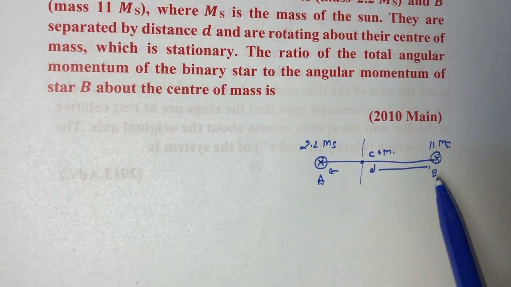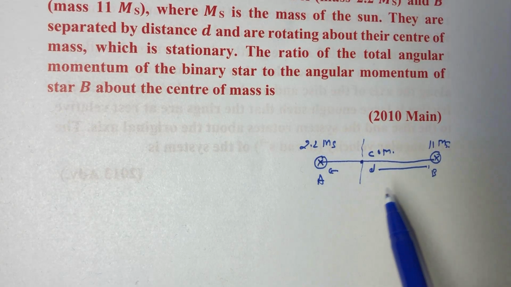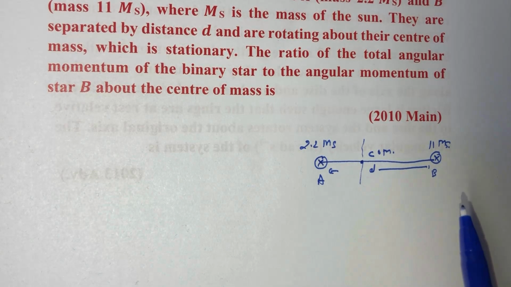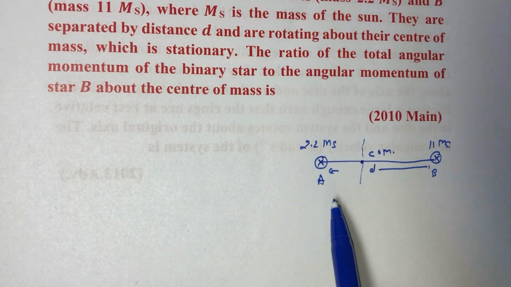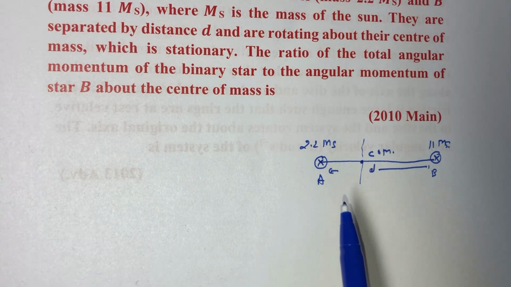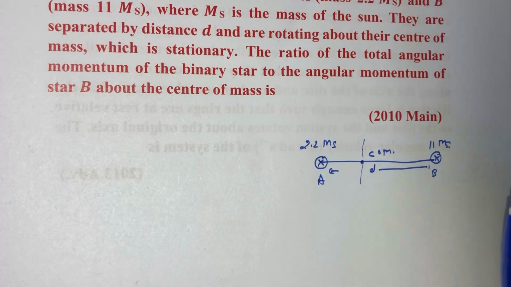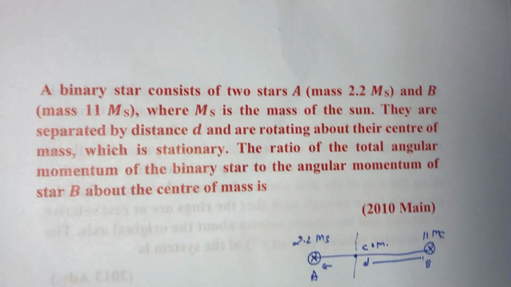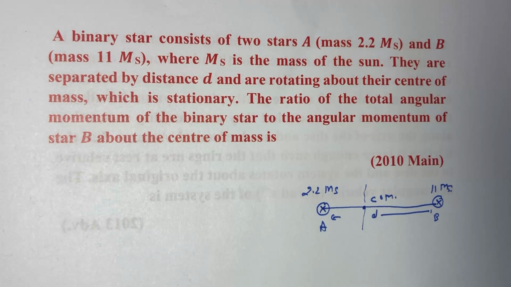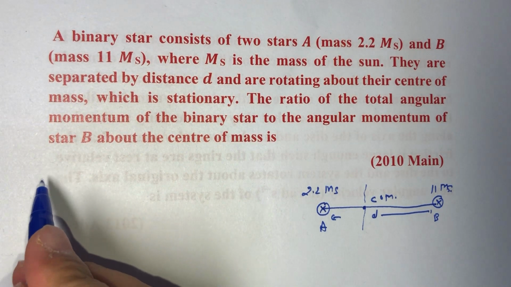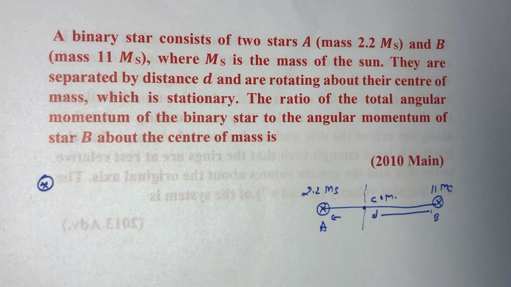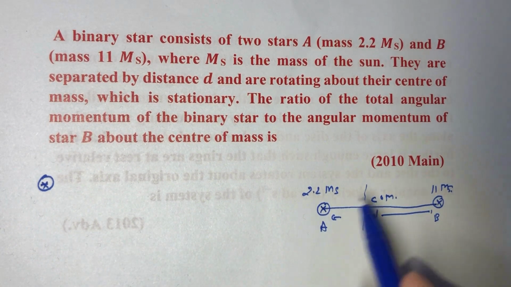So we have to find out the ratio of the total angular momentum to the angular momentum of star B. So obviously the total angular momentum will be equal to angular momentum of star A plus angular momentum of star B, and we are going to further solve it. So first of all we are going to find out what will be the center of mass of the system and then solve it. Okay. So let us find out. Determining the center of mass of the system means both A and B.